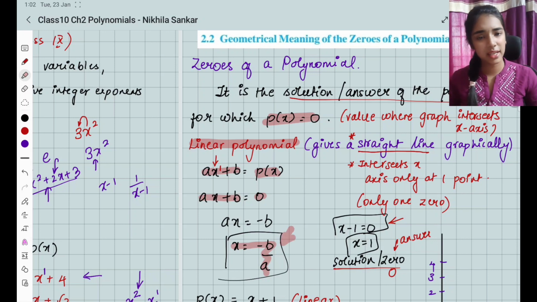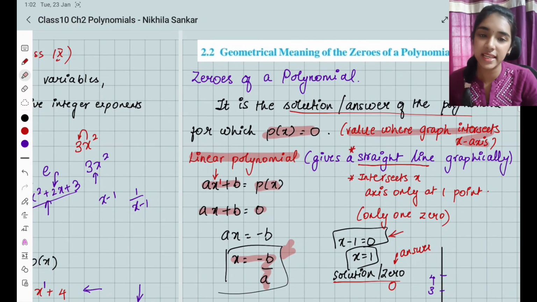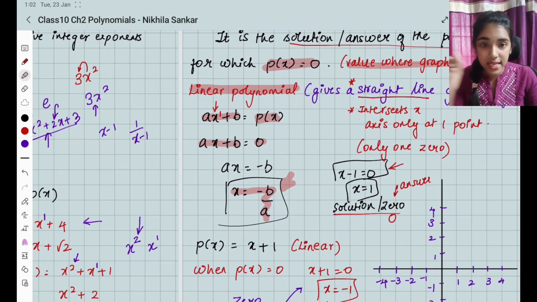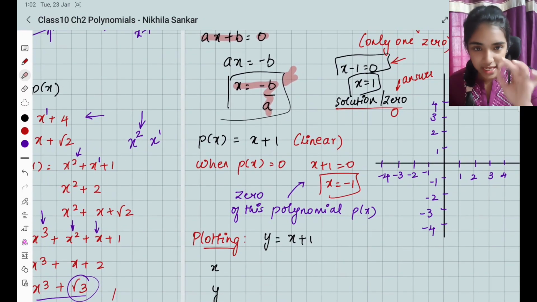Okay, இதை இப்போ graphically நம்ம எப்படி solve பண்ண போறோம்? Graphically, it is going to be the value where the graph intersects the x-axis. எத்தனை பாயிண்ட்ல x-axisல intersect பண்ணுதோ that is going to be the number of zeros. Okay, இப்போ pay attention. Let's see an example.